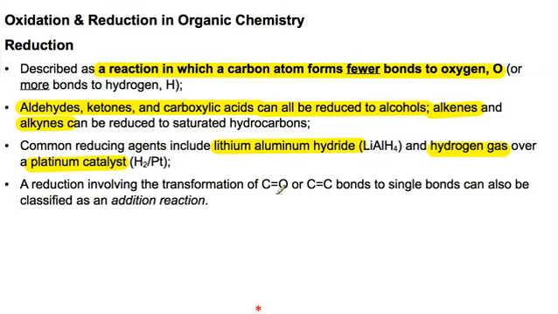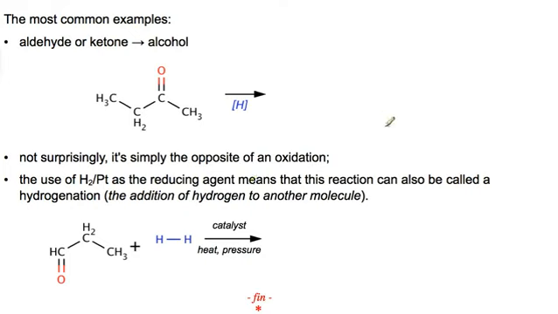And so reduction involving transformation of C double bond O or C double bond C bonds can be classified as an addition reaction, and you'll see that in a minute. So here's a few examples. Again, an aldehyde or a ketone. So here's my ketone. Again, I'm back to butanone. Here's my reducing agent. So brackets H just as a generic reducing agent. And so if I'm reducing that, what am I going to get?